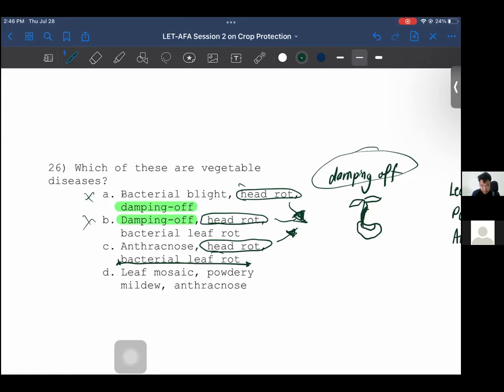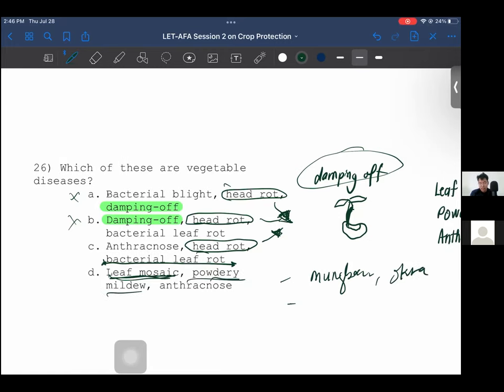Leaf mosaic happens in mung bean, happens in okra, same true with powdery mildew. Powdery mildew is commonly happening in pepper, in okra, even in eggplant.